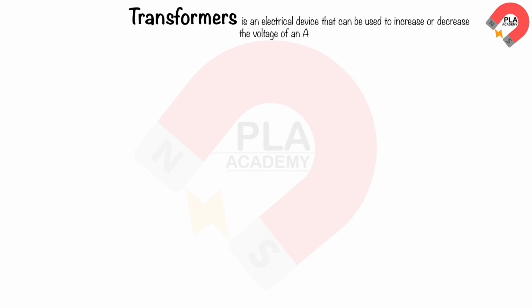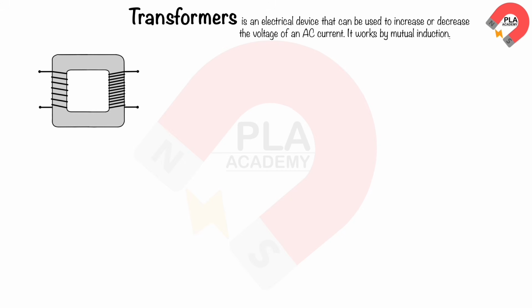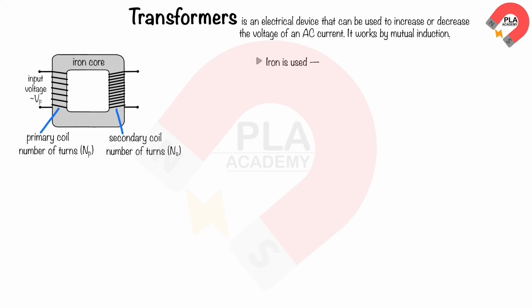A simple transformer. A transformer is an electrical device that can be used to increase or decrease the voltage of an AC current. It works by mutual induction. It has four main components: the AC input power supply, primary coil, iron core, and secondary coil. Iron is used because it is soft magnetic material that is easily magnetized and demagnetized.